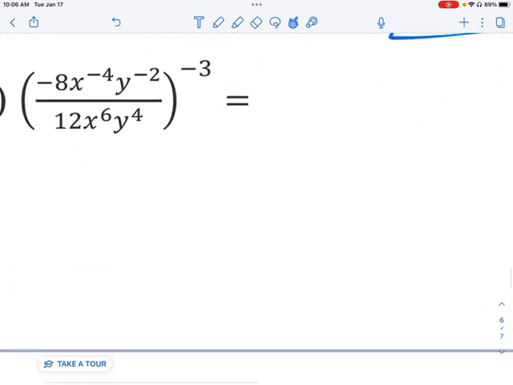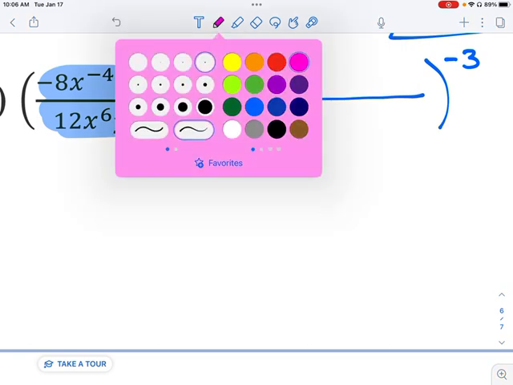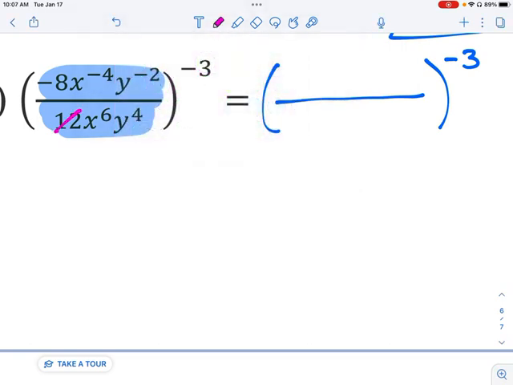So when I look here at number 2, what I like to do is simplify everything I can inside there first. So I see the negative exponent, but I'm just going to leave it for a minute. I'm going to leave that as negative 3. So the first thing I'm going to do is start simplifying what I can. 8 and 12 both have a 4 that go in, so that's going to be a negative 2, and that's going to be a 3.